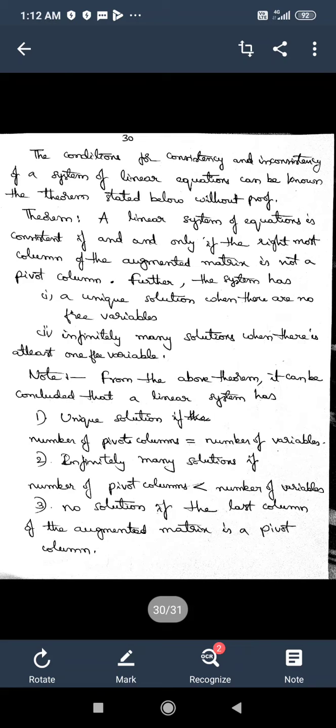If there is no free variable at all, then the system is said to be consistent and has a unique solution. And if there is at least one free variable, which means there may be more than one also, then the system is said to be consistent and has infinitely many solutions.